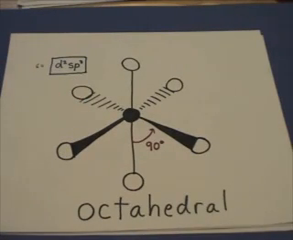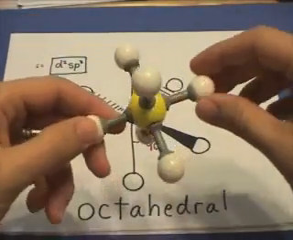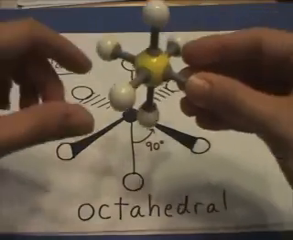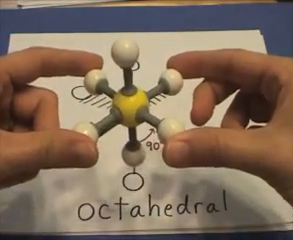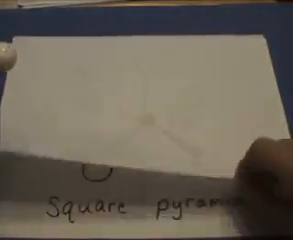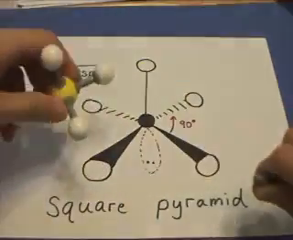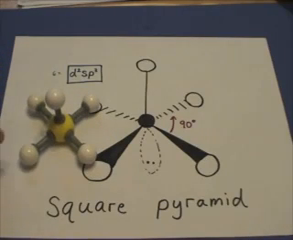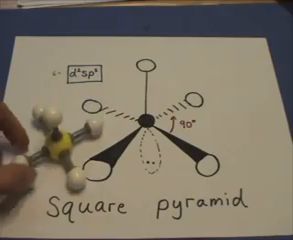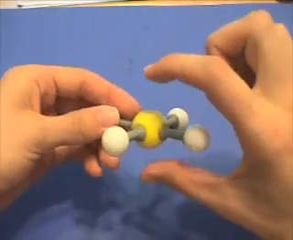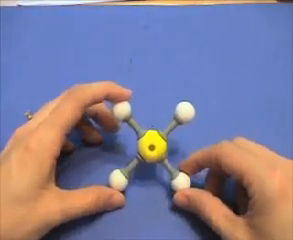Six sigma bonds is d2sp3 hybridized. So 2, 3, 4, 5, 6, that adds up to 6, we're good. Octahedral, 90 degree bond angles. If one of these sigma bonds is a lone pair of electrons, then it's also d2sp3 hybridized, but it looks like this, a square pyramid. And if you have four sigma bonds and two lone pairs, this is square planar.